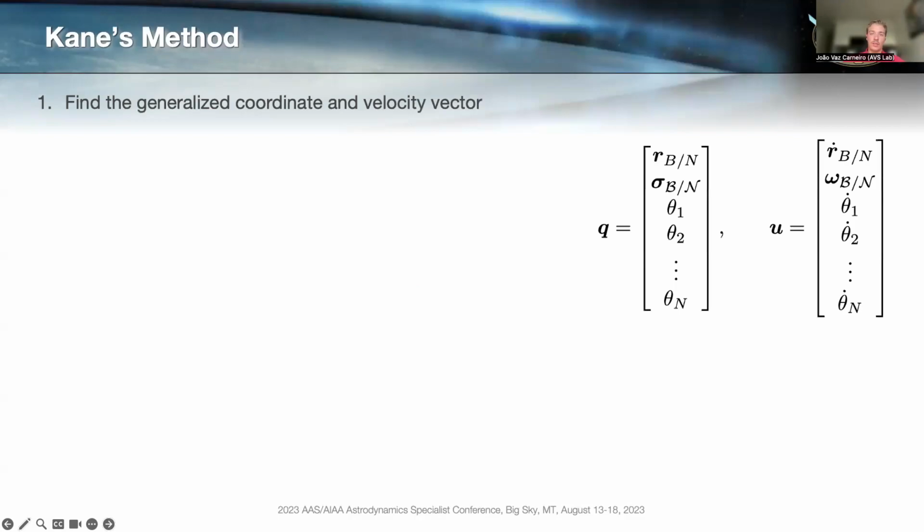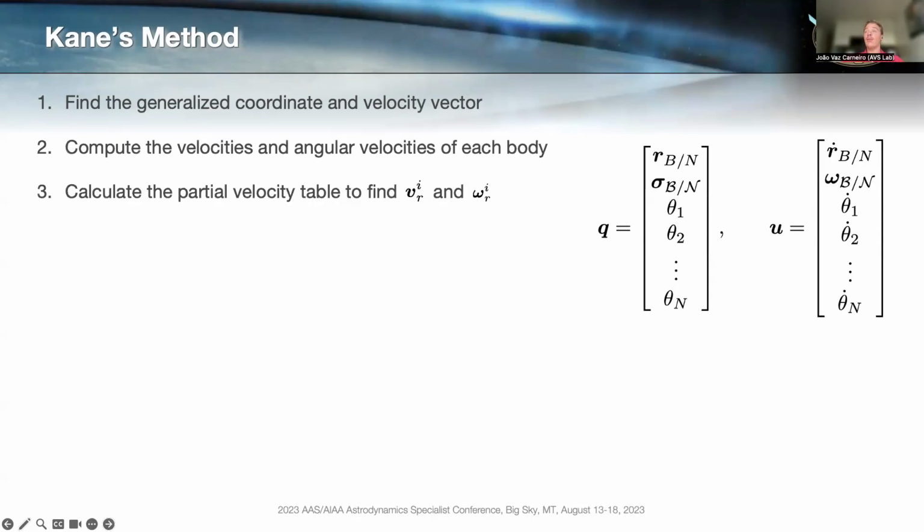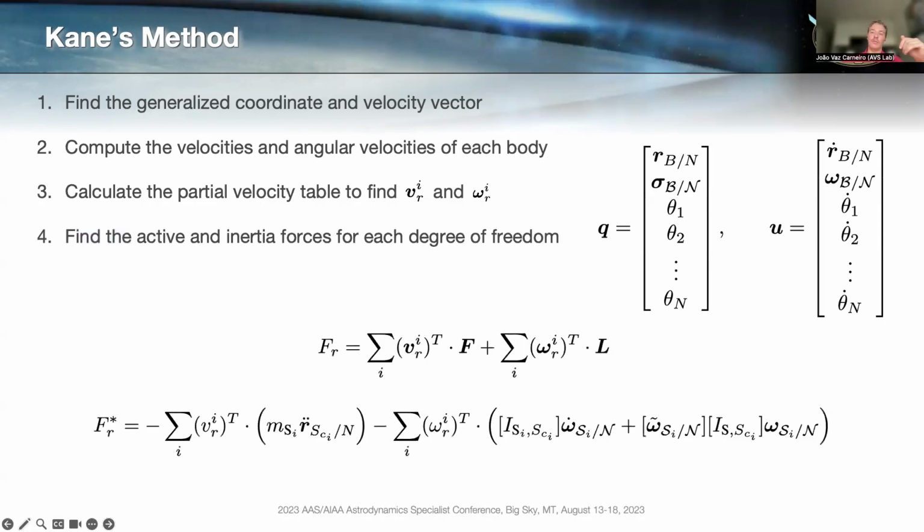So first we find the generalized coordinate and velocity vectors, q and u, respectively. As you can see, here we have the position state, the attitude state, and we also have each of the n angles. Then we need to compute the velocities and angular velocities of each body and make sure to actually find a pattern for the ith body velocity and angular velocity. Then we calculate the partial velocity table to find these properties v_r^i and omega_r^i. So v is the translation partial velocity, and omega is the rotational angular velocity of the ith body with respect to the rth degree of freedom, right?